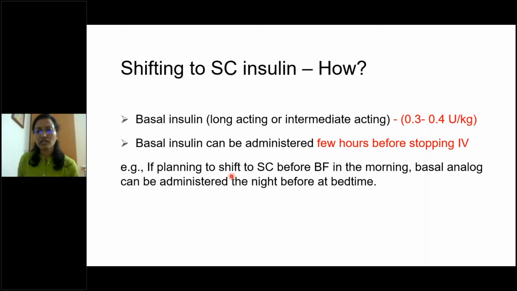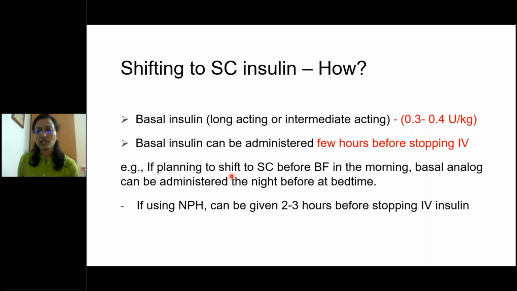So if you're planning to shift to subcut in the morning before breakfast, you can actually give the basal analog the night before. If you're using NPH, you can use it 2 to 3 hours before. So plan ahead. If you know that the child is improving and that you're going to shift to subcut insulin, then plan ahead and start basal even before you stop the IV insulin.